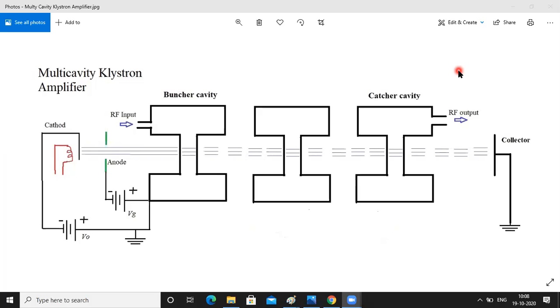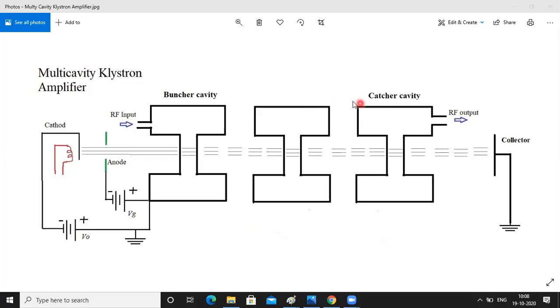So this is the multiple-cavity klystron. The input and the output cavity of the klystron are the basic ones. This is called the input cavity, which we can also call the buncher cavity, and this is the catcher cavity, also known as the output cavity. The input cavity is the buncher cavity, and the output cavity is the catcher cavity.